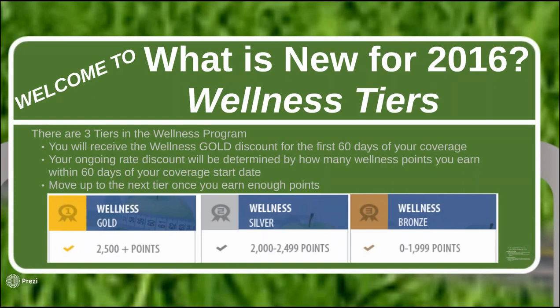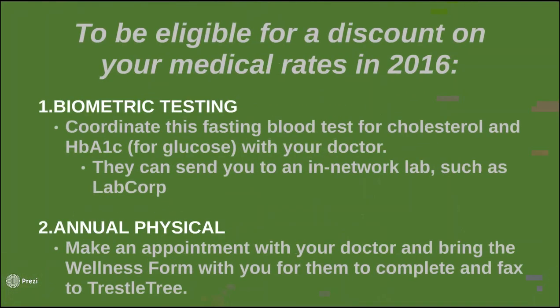So as you can see in the slide here, wellness gold is 2,500 plus points. Wellness silver is 2,000 to 2,499, and anything less than 2,000 is the bronze tier. And I'll tell you a little bit more about the new points-based system in a moment. For now, I want to tell you what you need to do to get into one of the wellness tiers, the discounted wellness tiers for 2016.